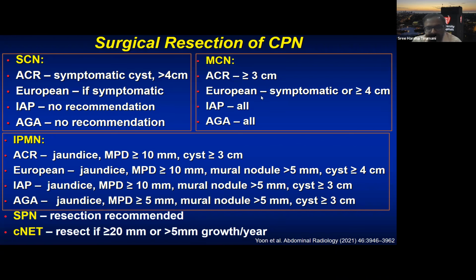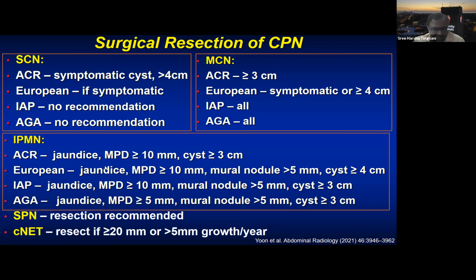For the MCNs, it's interesting because both IAP and AGA recommend resection no matter what. So AGA doesn't say categorically that surgery needs to be done, but they imply in a way that surgery needs to be done. Whereas when it comes to the European and ACR, they have a size cutoff even for MCNs. They don't recommend surgery for all. And that sometimes reflects in the eventual cost, which happens when you follow the IAP versus the ACR. So the size of 3 centimeters is a trigger for surgery in ACR, whereas for the European guidelines, it's 4 centimeters.